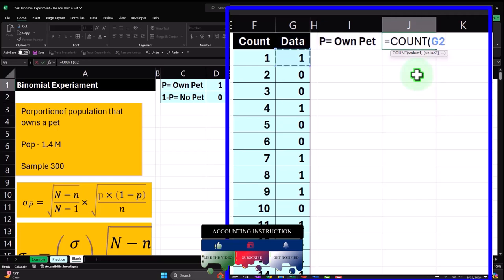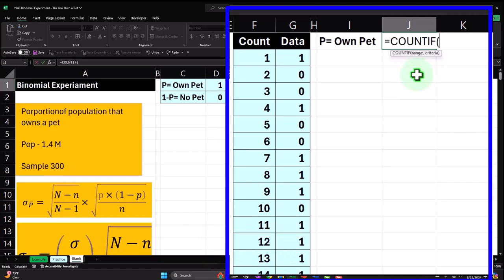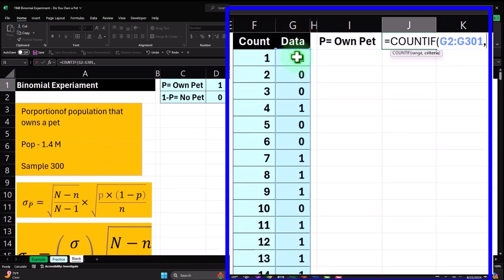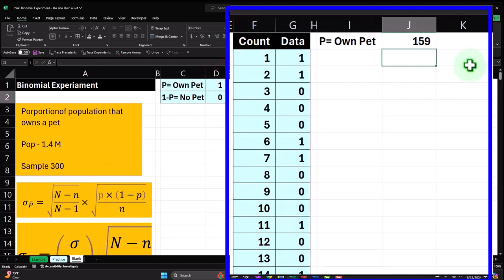Control shift, wait, no, I want to say COUNTIF. Count if there's a one. So I'm going to select all this, control shift down, control backspace, and then comma. What's the criteria? Find all the ones. I'll put that one right there. Enter, 159 out of the 300.